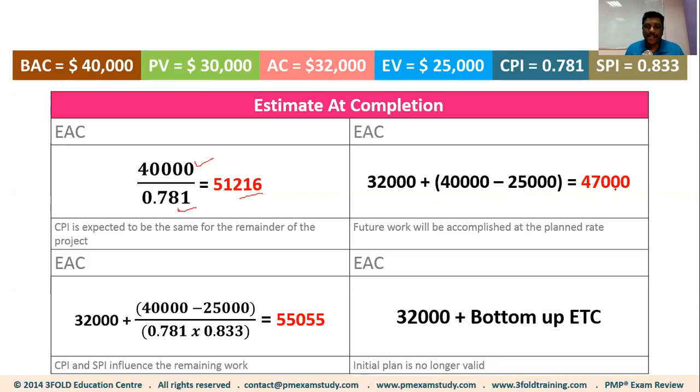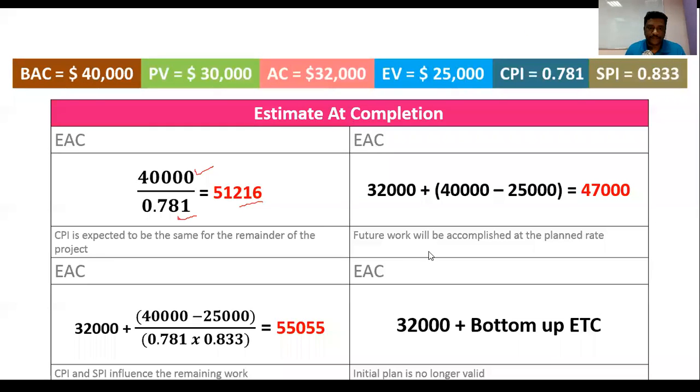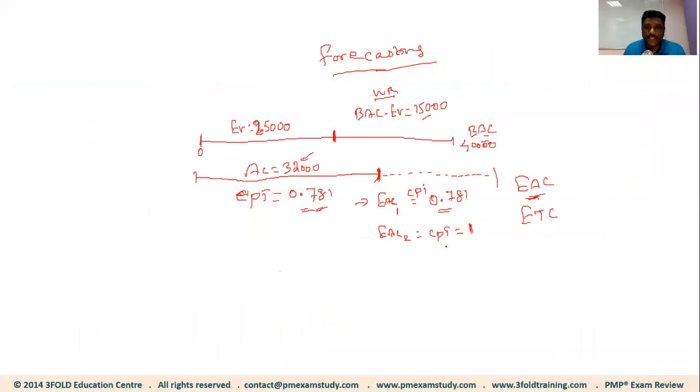And what you're necessarily saying is there won't be any further variance in the future. So that's what you're basically telling. All right, so that's the second assumption. Now, in both assumptions, we used only CPI. We haven't used SPI. Now, what if we want to use SPI also in our EAC calculation? That's the third assumption, EAC number 3, where we're going to use CPI as well as SPI.